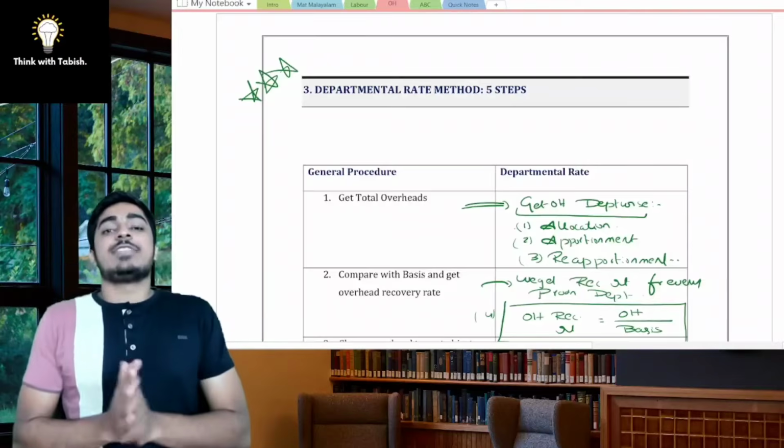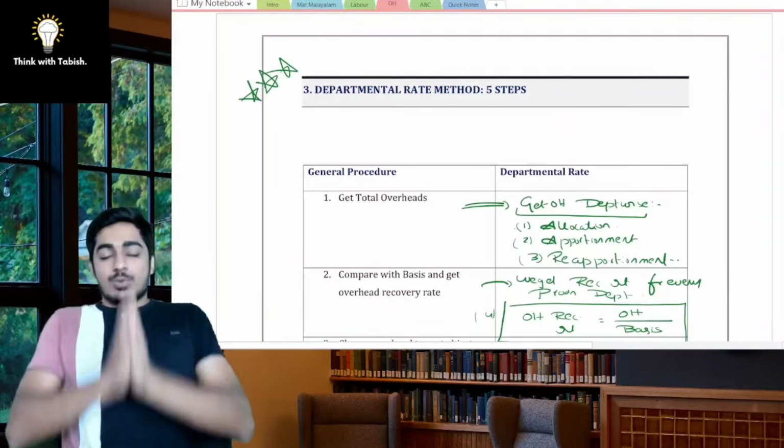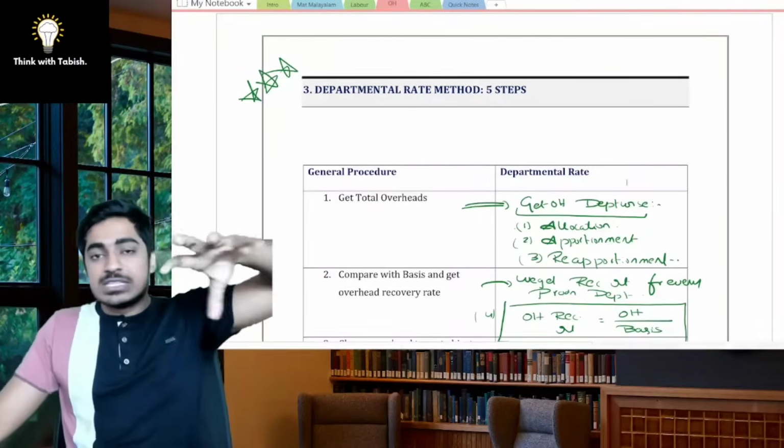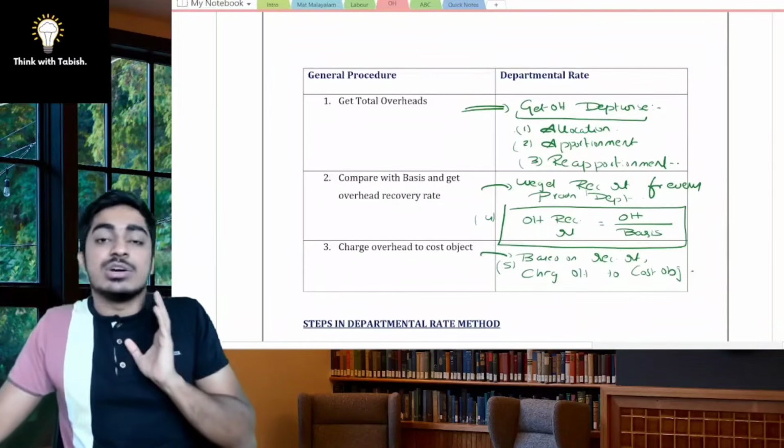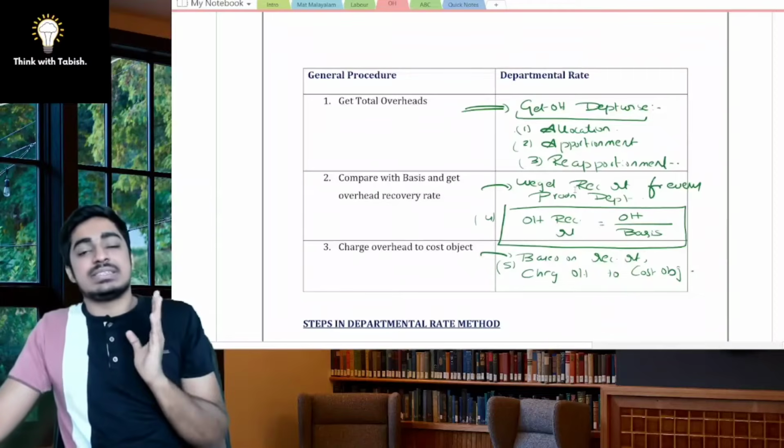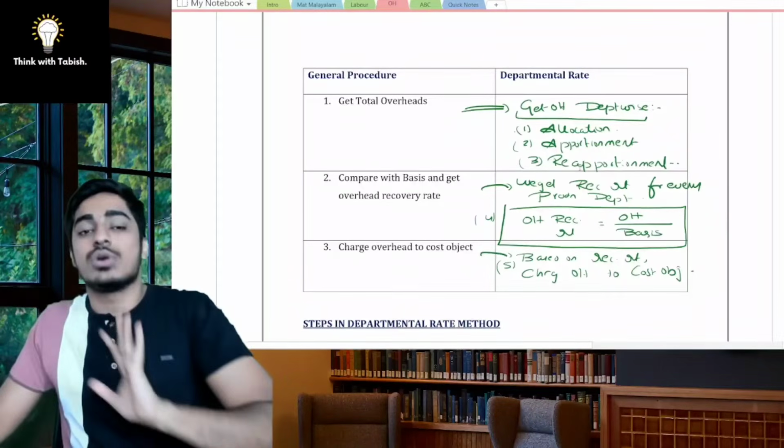Yes. Then we have the 5 steps of departmental rate method. What is the general procedure? First, we arrive at total overheads. Then we compare it with the basis. We get the overhead recovery rate, and using the basis, we are going to charge overhead to the cost object.